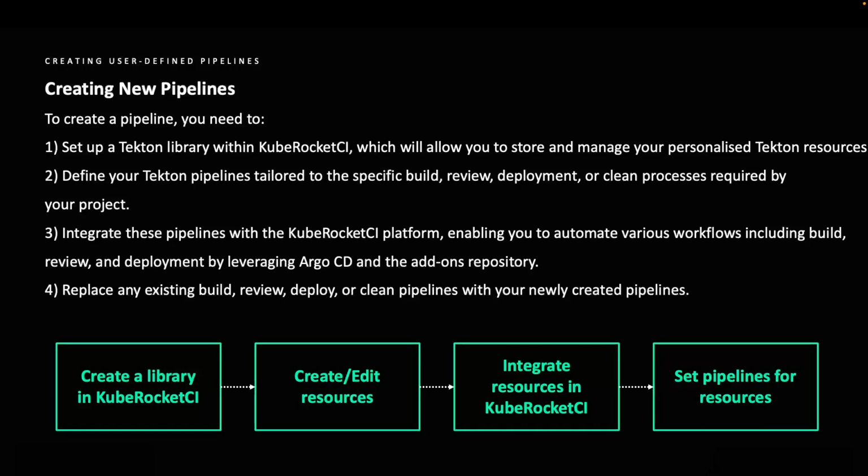Secondly, we need to create new resources or modify existing ones. KubeRocketCI pipelines use 3 Tekton resources: a pipeline, a task, and a trigger template. Third, we will apply these resources to the platform and synchronize them using the Add-Ons repository. And lastly, we will verify that these newly added pipelines appeared in the portal and select them.